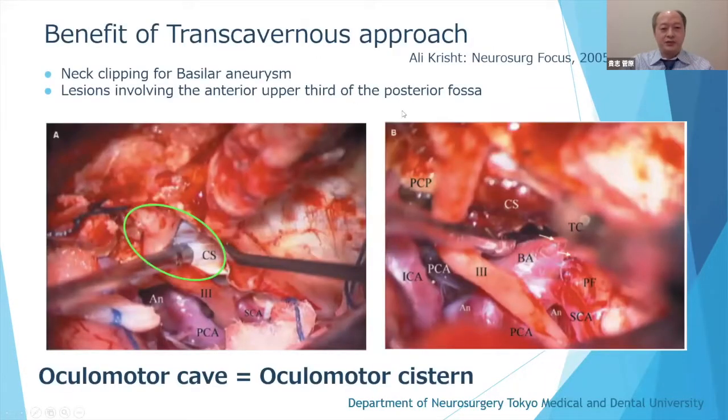And this picture was from Professor Eichlish's paper about the transcavernous approach. And here is the oculomotor cave.